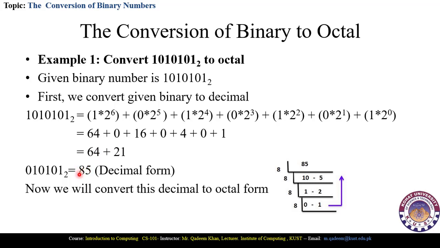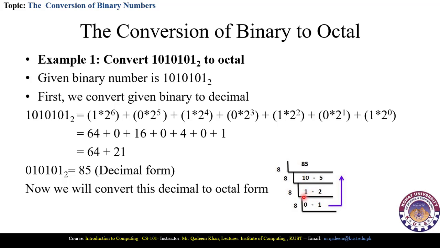But 85 is not in octal, it is in decimal. To convert that into octal, we have to use this technique. Start by dividing 85 by 8. So 85 divided by 8 gives 10, and 5 is the remainder. Then 10 should be divided by 8. So 1 times 8, and 2 is the remainder.